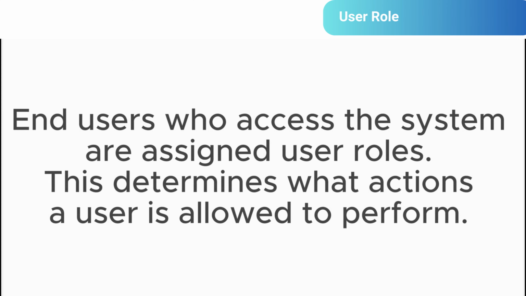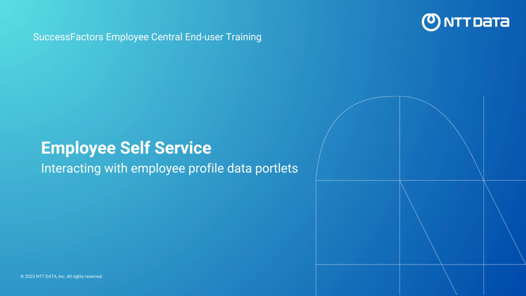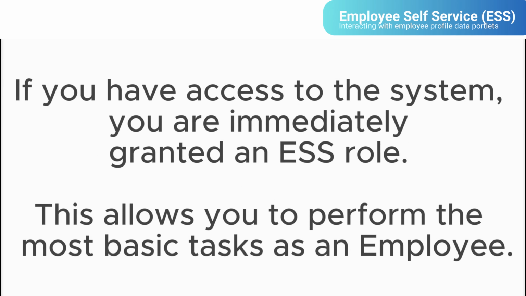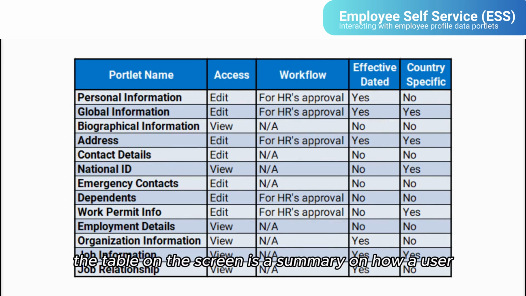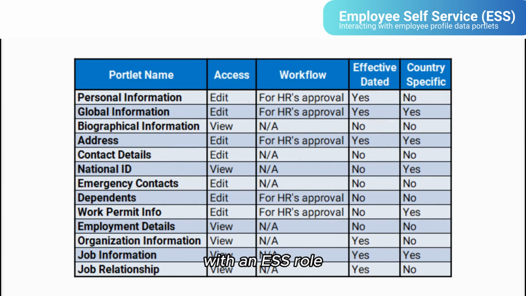End users who access the system are assigned user roles. This determines what actions a user is allowed to perform. If you have access to the system, you are immediately granted an ESS role. This allows you to perform the most basic tasks as an employee. The table on the screen is a summary on how a user with an ESS role can interact with the employee data portlets within their own employee profile.